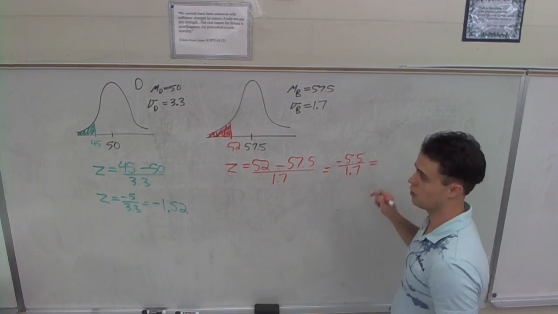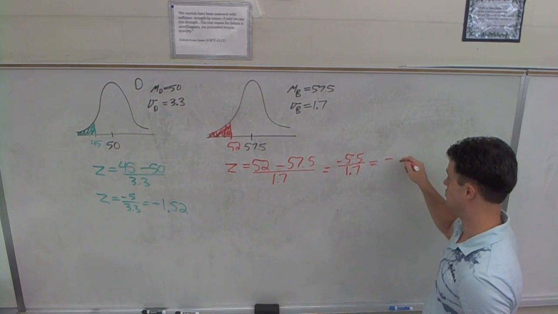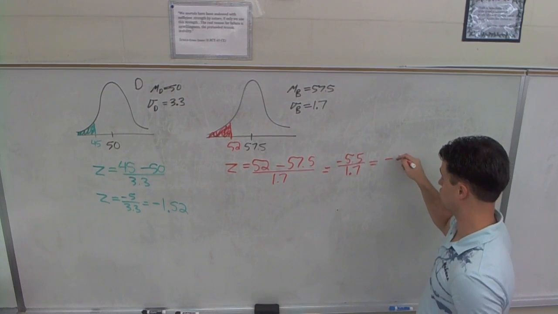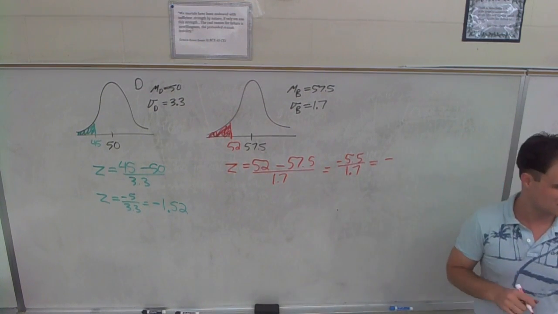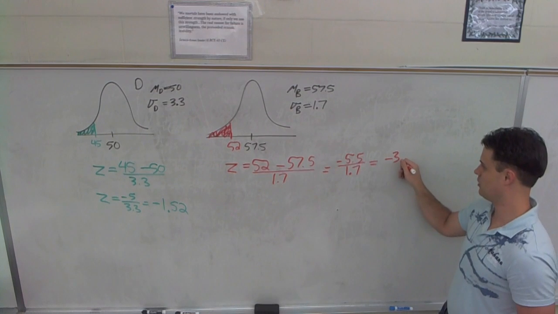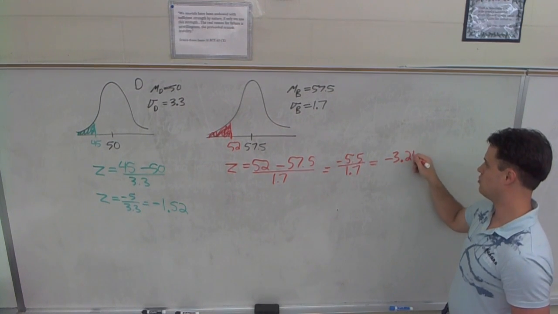Whoa, I can't do that. Negative 2.9 something. What is it? 3.24. Gosh. 3.24.